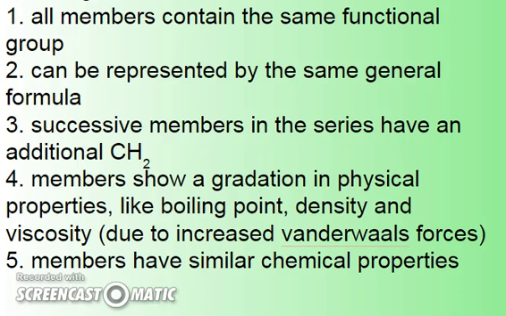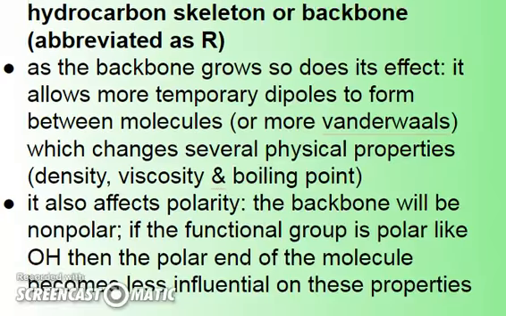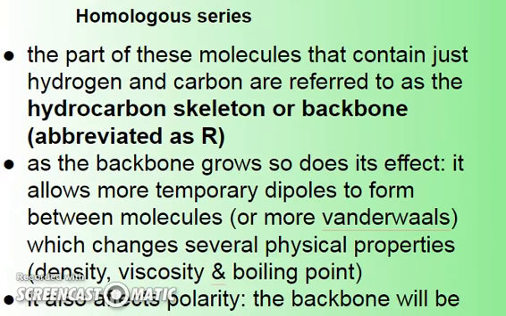Members show a gradation in physical properties. Gradation just means an increase or a change. So boiling point, density and viscosity are all going to increase as your members get bigger. And then they have similar chemical properties, which is why we consider them a family, because there are some similarities in them. So homologous series, kind of the big thing to understand is this idea of a carbon backbone and then the stuff that can be attached to that backbone.